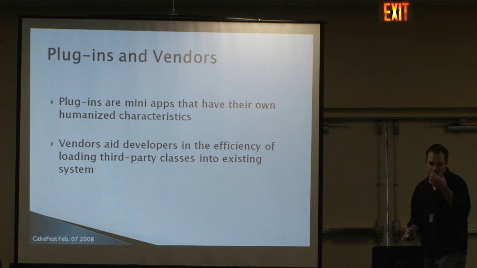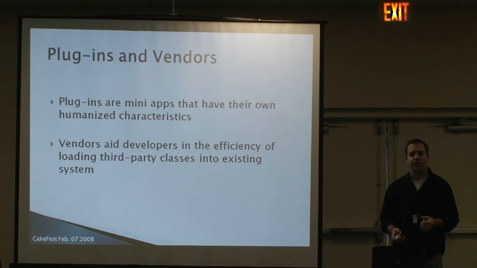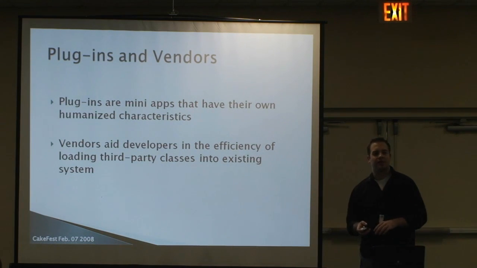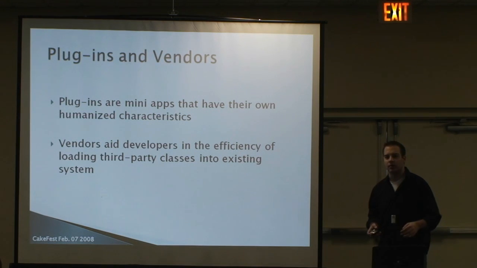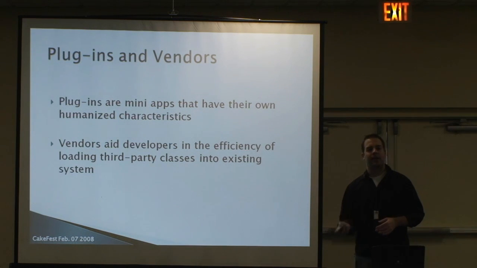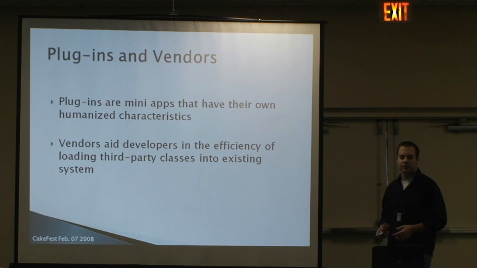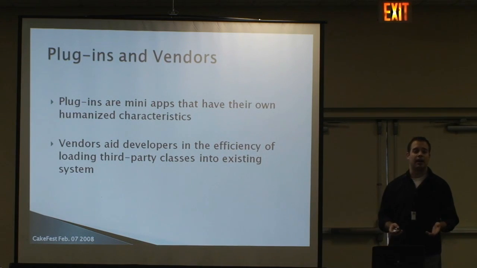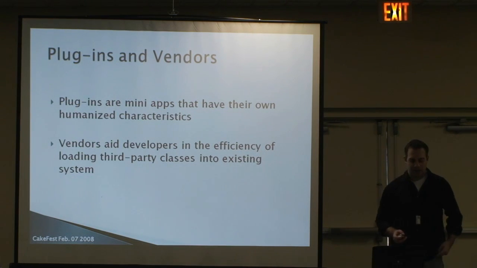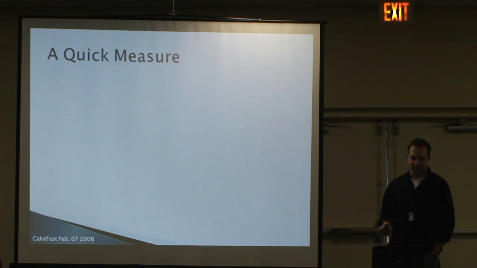Vendors aid in development efficiency, loading third-party classes into an existing system. Now, the point of a framework is to speed up your development time. If you've already written an uber complex class that integrates into your company's legacy system, or ties into Facebook, or this or that, you don't want to have to rewrite it inside of Cake in order to access that functionality. Vendors allow you to speed up your development time and make it more efficient by loading in external classes and using them inside the framework. And so that holds true to making your job as a developer more efficient.